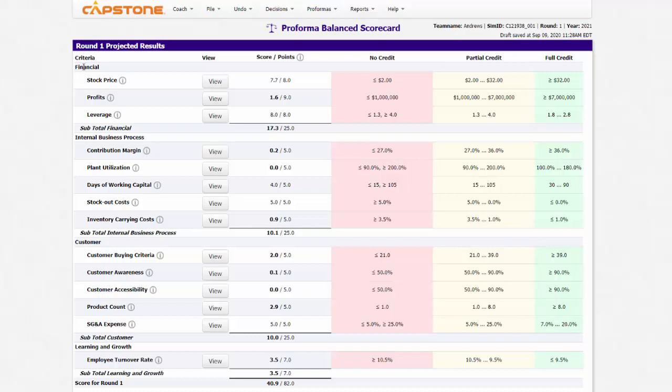For example, for the financial area, we will be measuring performance with the stock price of your company, your profits, and leverage. For the internal business process area, we will be looking at contribution margin, plant utilization, days of working capital, stockout costs, and inventory carrying costs. For the customer area, the simulation looks at customer buying criteria, customer awareness, customer accessibility, product count, and sales, general, and administrative expense. For learning and growth, the simulation looks at the employee turnover rate.